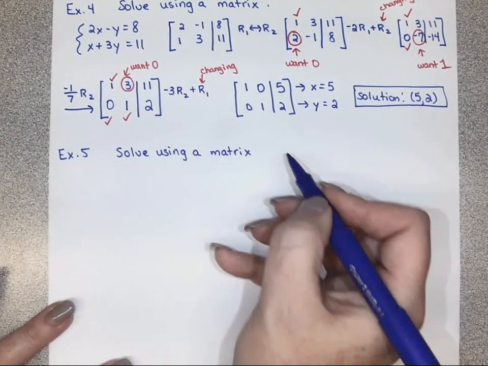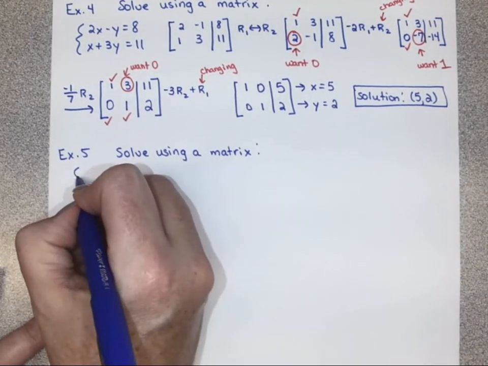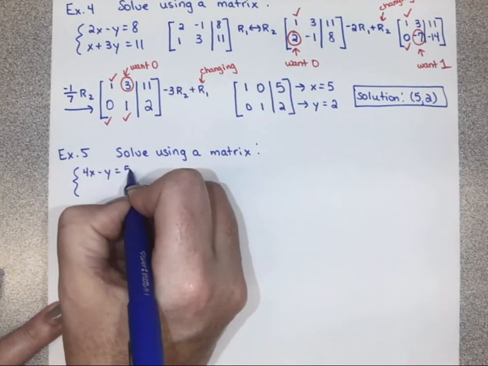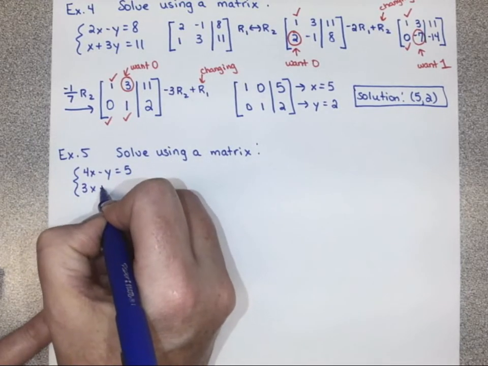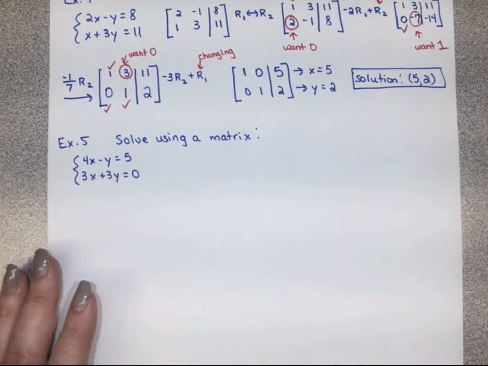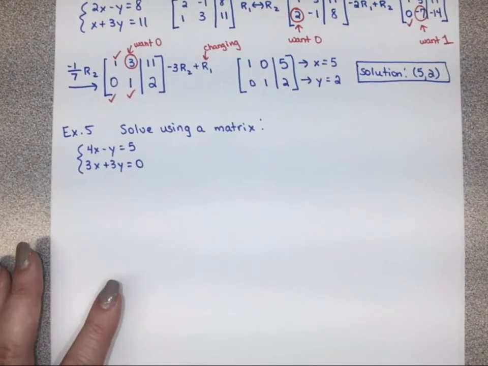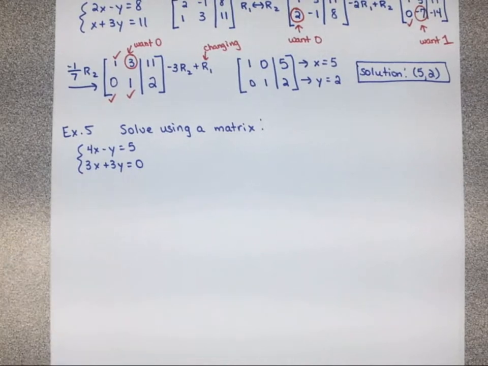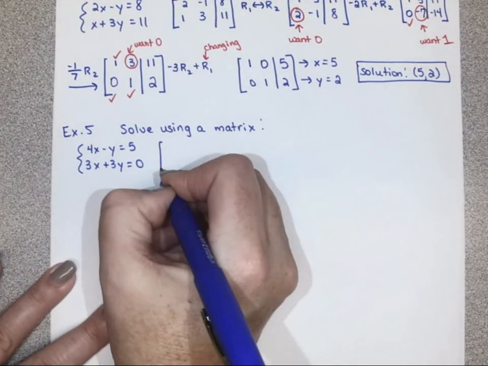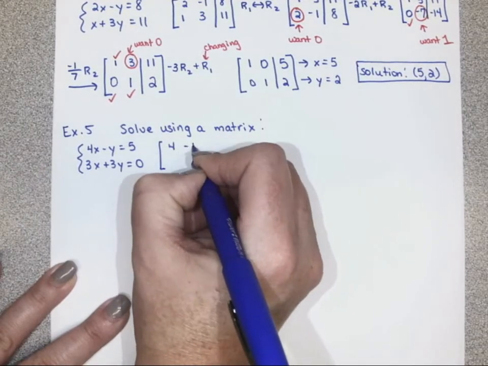Sometimes you might have fractions in some of these. So when you get numbers that you're not comfortable with, like fractions, or if the numbers are super big, remember that you can always use your calculator if you need to. Okay, so the first thing you're going to do is write these as a matrix.